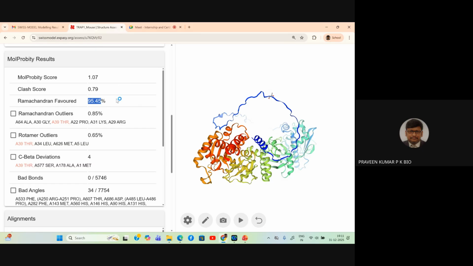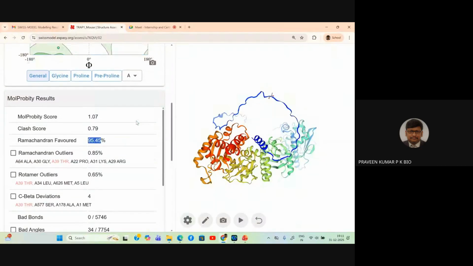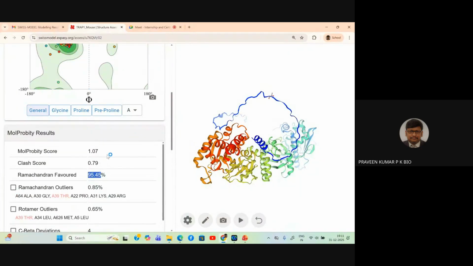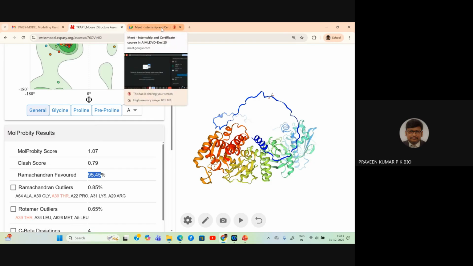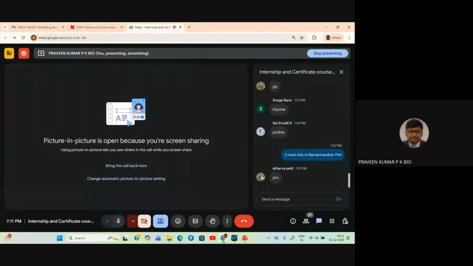You can't answer each and every reviewer, and they won't accept all these reasons. So better go with 80 or 90% and above, and we can tell the stereochemical quality of the protein is good. This is what we have discussed, and we have also discussed one server to assess the protein quality.